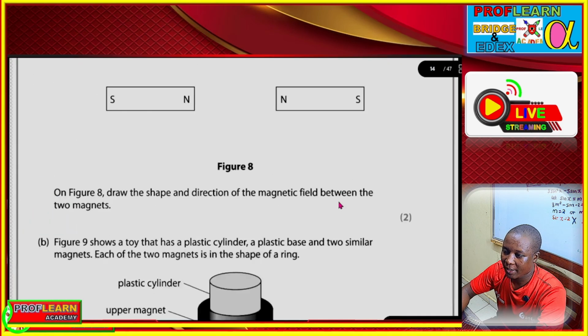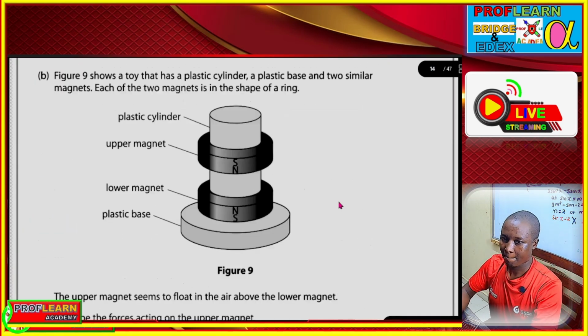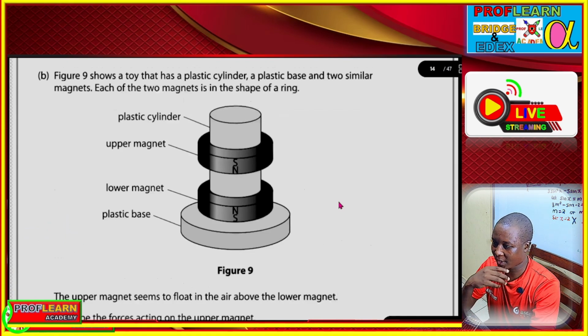On the topic of specific heat capacity, we shall be dealing with specific heat capacity tomorrow, which is when we shall focus on that.